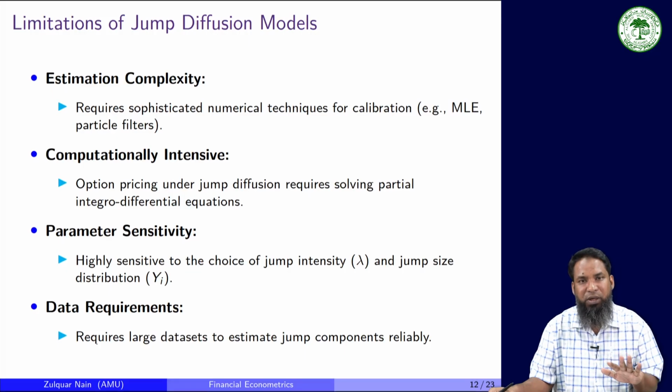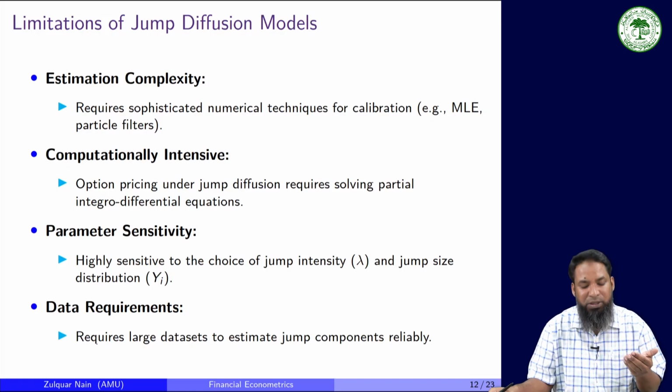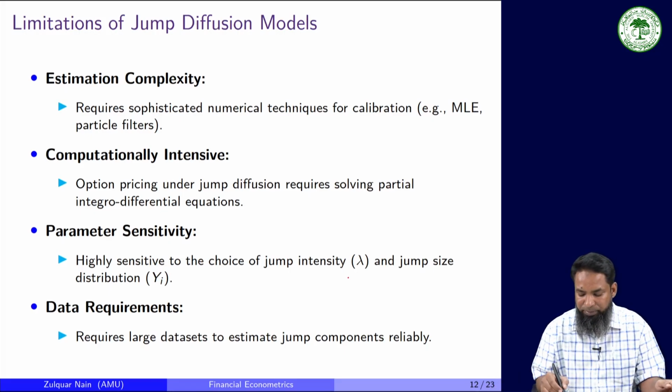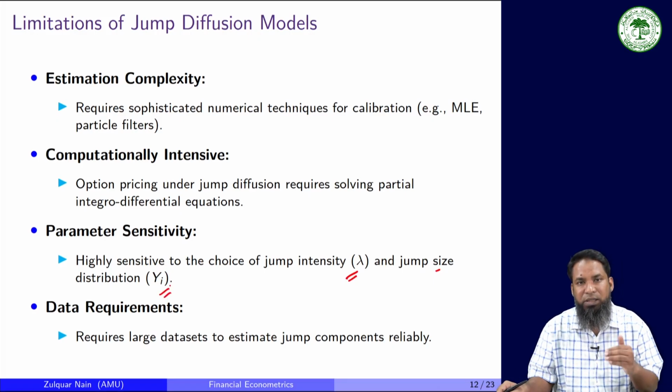However, there are certain limitations. The first limitation is that it is quite complex to estimate. It requires very sophisticated numerical techniques, for example, maximum likelihood estimation, particle filters or Kalman filters. Computationally, it is intensive, so option pricing under jump diffusion requires solving partial integro-differential equations, which is quite intensive. Then there is parameter sensitivity: it is highly sensitive to the choice of the jump intensity lambda and the jump size distribution, that is Yi. If there is even a very marginal change, that could affect the total result.